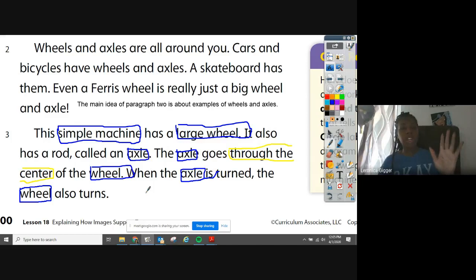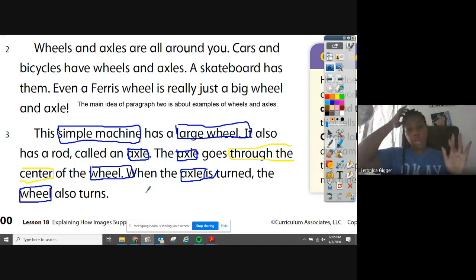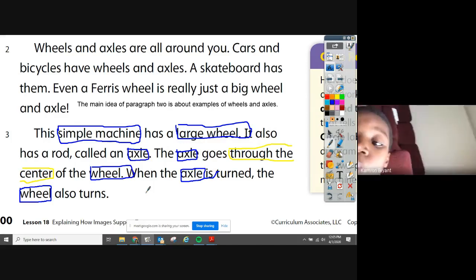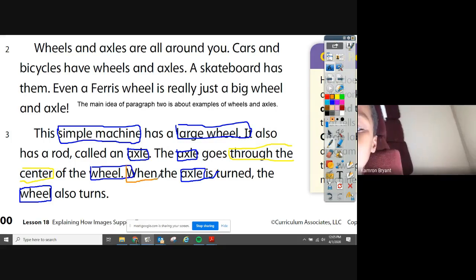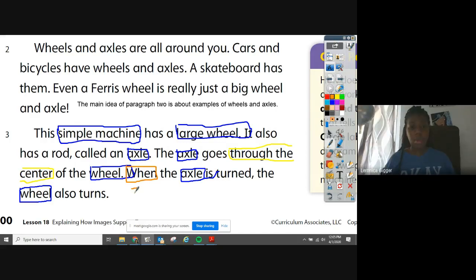Who, what, when? Okay, so what about when? Do we find out when something happens? The word when is right there. What color did I use last time? Orange. When the axle is turning, that tells me when something happens. That's a time, right?